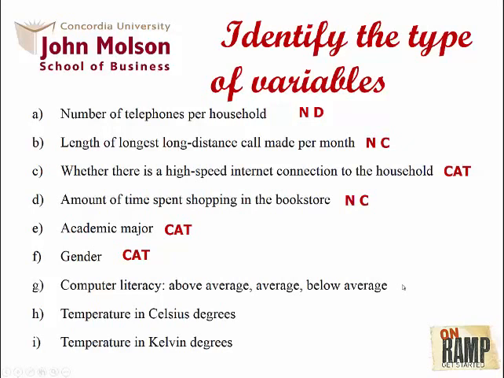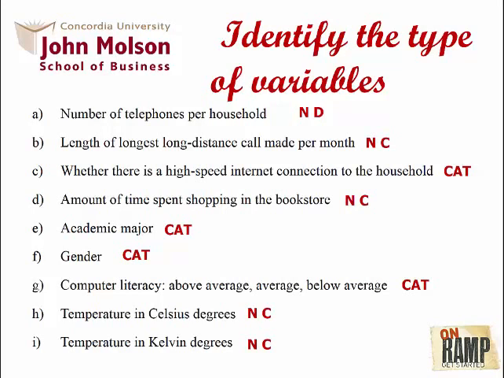Computer literacy. Above average, average, or below average. So again, these are categories. Temperature in Celsius. So this is numerical, continuous. I can always be more precise. And the temperature in Kelvin degrees, also numerical, continuous.